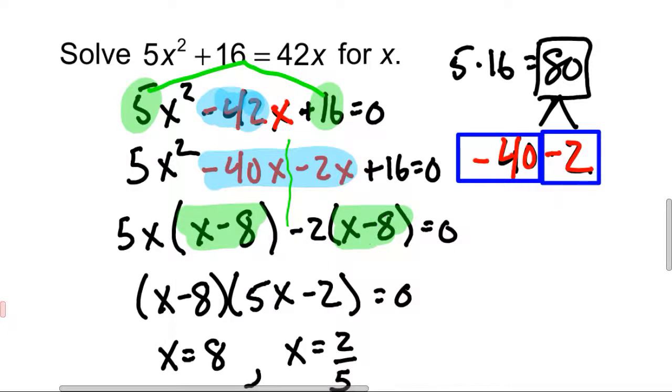So I experiment a little bit. I say, well, what if I took a negative 2 out instead? Well, that would turn this into a positive x and this into a negative 8. And that's exactly what we're looking for.